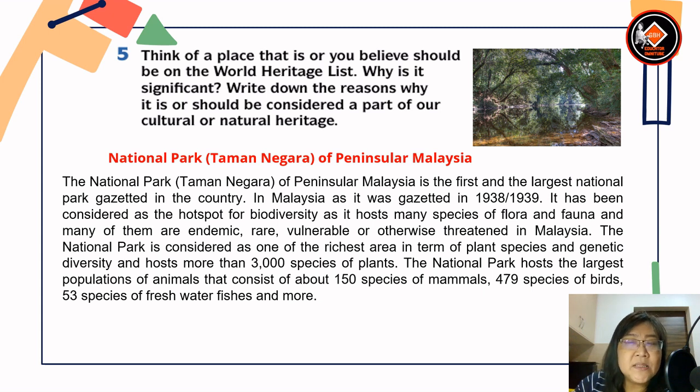it hosts many species of flora and fauna, and many of them are endemic, rare, valuable, or otherwise threatened in Malaysia. For example, the national park is considered as one of the richest areas in terms of plant species and genetic diversity, and it hosts more than 3,000 species of plants. The national park hosts the largest population of animals that consists of about 150 species of mammals, 479 species of birds, 53 species of freshwater fishes, and more.